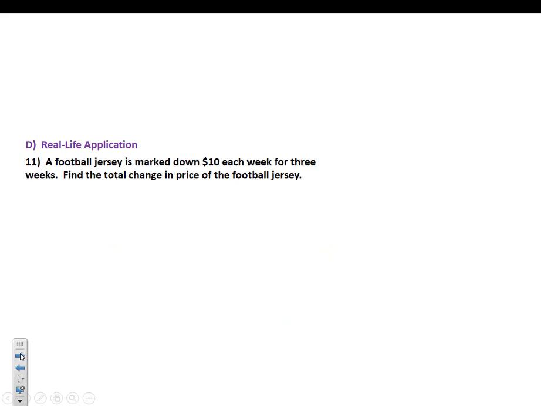Our one real life application, number 11, says a football jersey is marked down $10 each week for 3 weeks. Find the total change in price of the football jersey. So we like to mark our text. The first thing I'm going to do is reread it, and I'm going to say a football jersey is marked down $10. Well, the words marked down indicate something very specific. When it goes down, that's negative. So I'm going to represent that marking down $10 as an integer, -10.